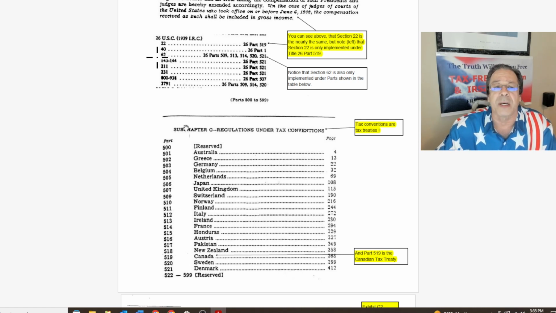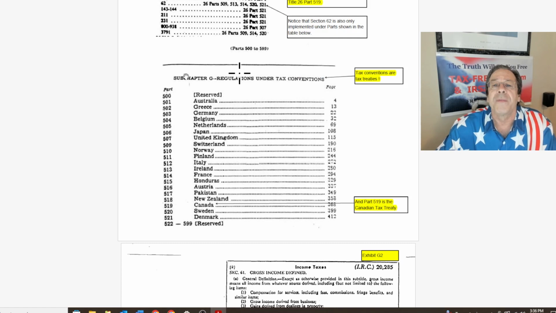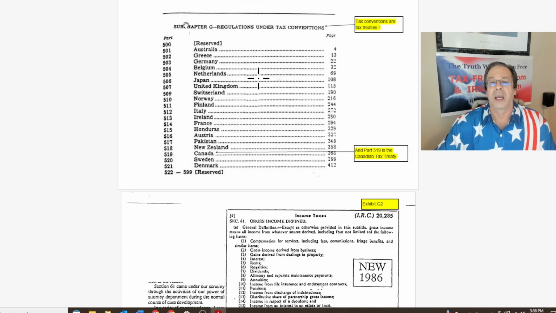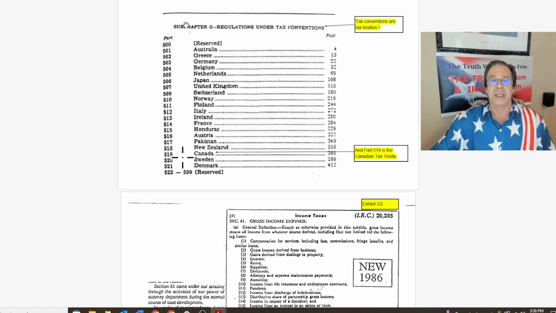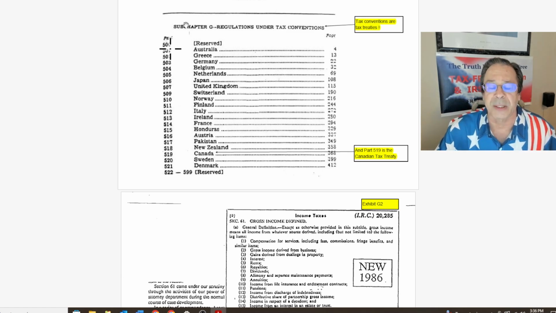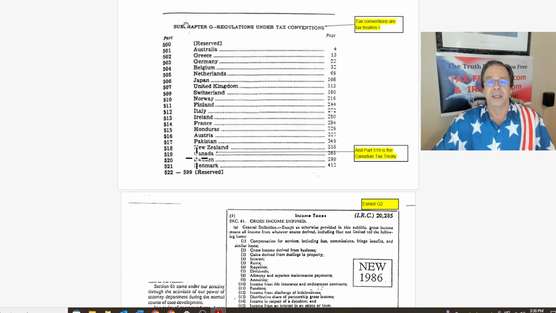Only Part 519, and adjusted gross income only applies to treaties with Switzerland, Ireland, 14, France, 20, Sweden, 21, Denmark. There's the table, 13, 14, 19. Now, if you're looking up this table today, 519 is reserved for future use, just like Part 500, because there is no Canadian tax treaty, it's expired. So 519 is no longer listed as being Canadian because it's reserved because the treaty expired.